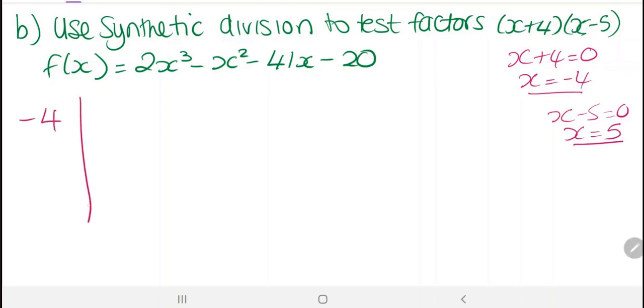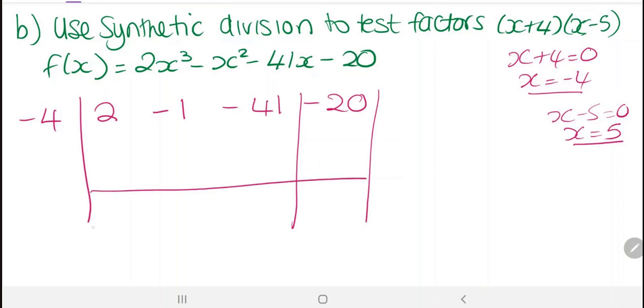So we're checking our function. We have power 3, power 2, power 1, so that's okay. We don't need to include any zeros. So we have a 2, a minus 1, minus 41, and a minus 20. The minus 20 column is going to be our remainder.